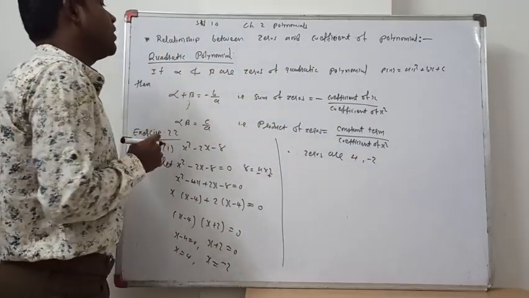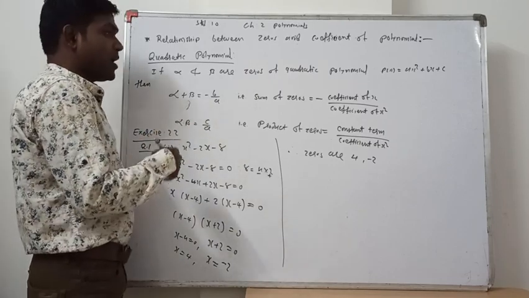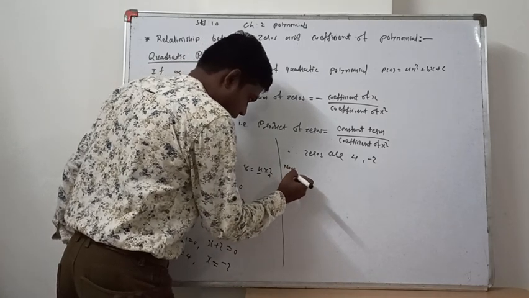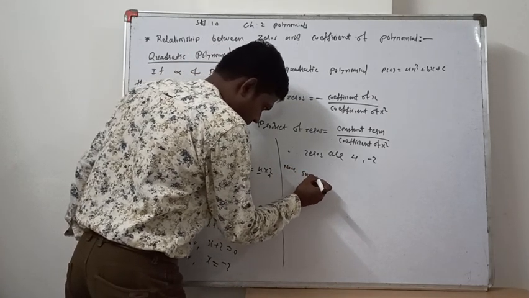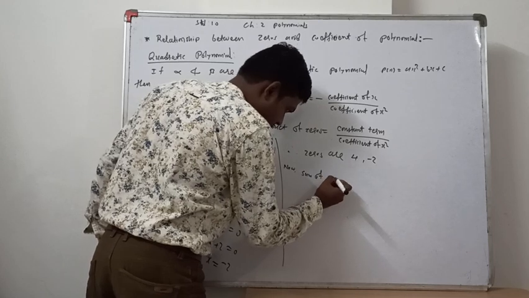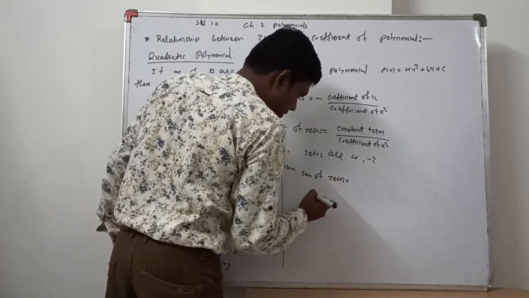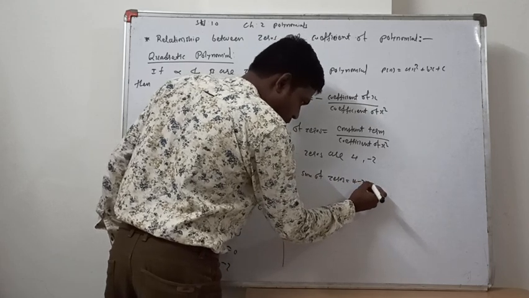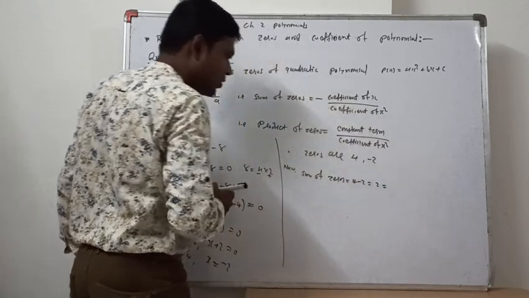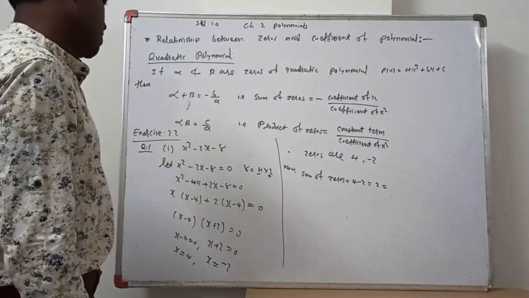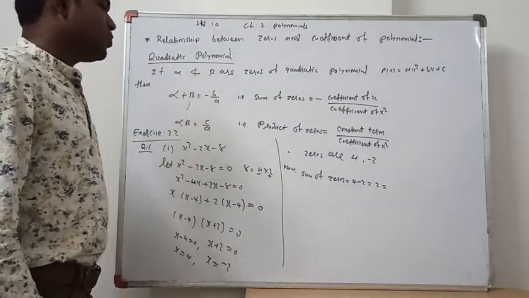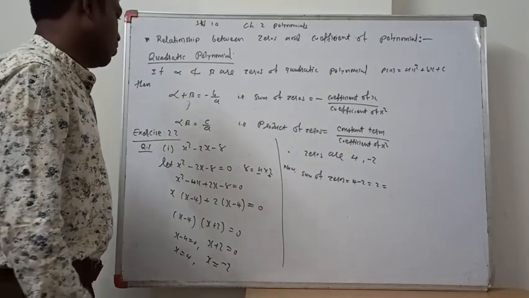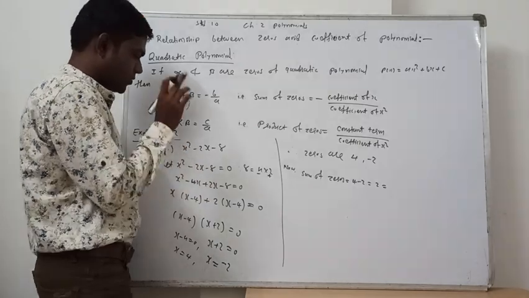Now we also have to find the relationship between the zeros and the coefficients of the polynomial, right? So now the sum of zeros equals 4 plus, but over here minus, that's why 4 minus 2. Then the answer is what? 2, right? So over here, sum of zeros means what? Coefficient of x upon coefficient of x square. Coefficient of x is what? 2. Coefficient of x square is 1.